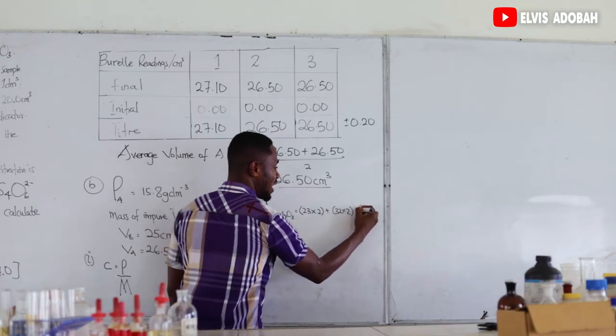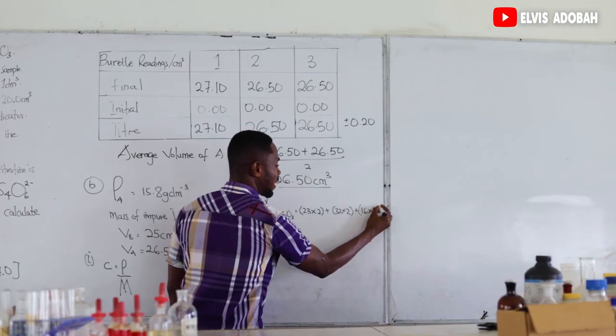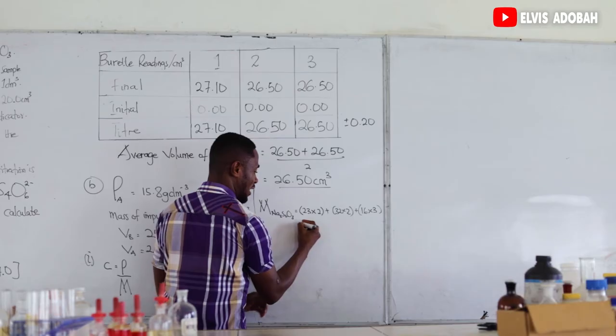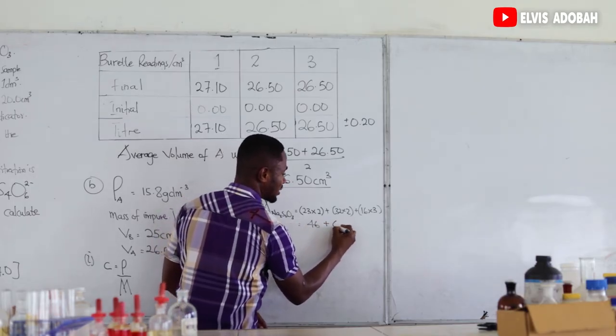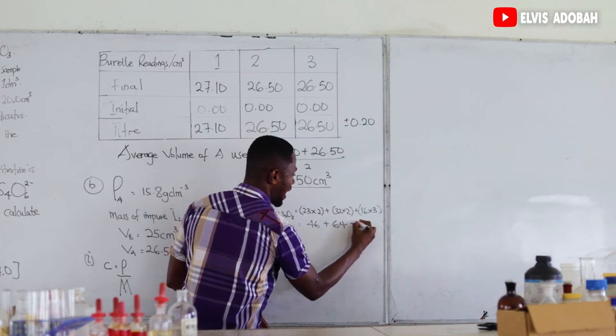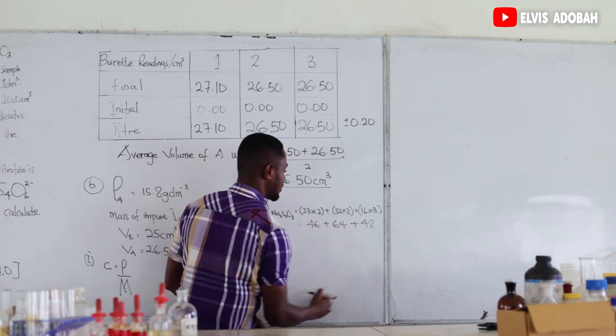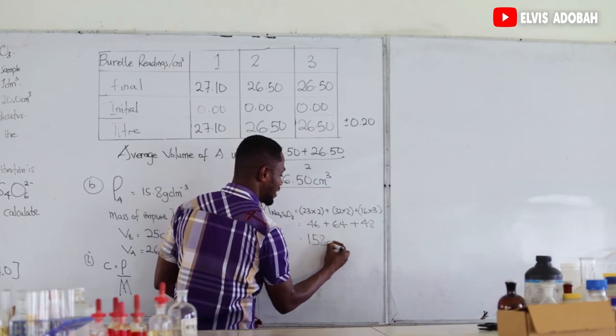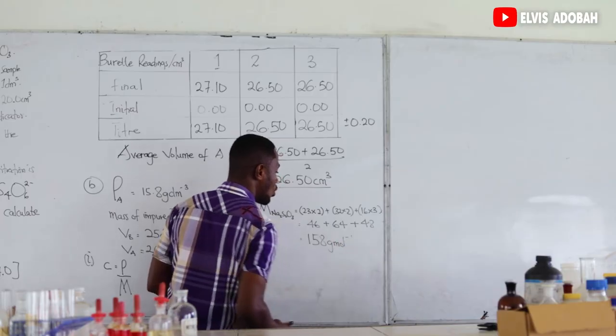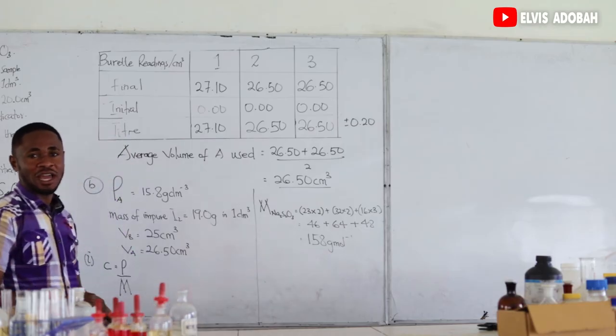Then each oxygen weighs 16. Then we have three of them. When we add them together, you're going to get 46 plus 64 plus 48, and that will give us 158 gram per mole. That is the molar mass of the thiosulfate.